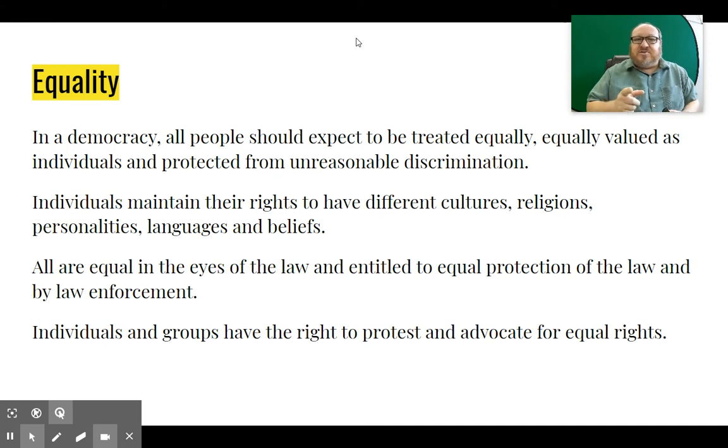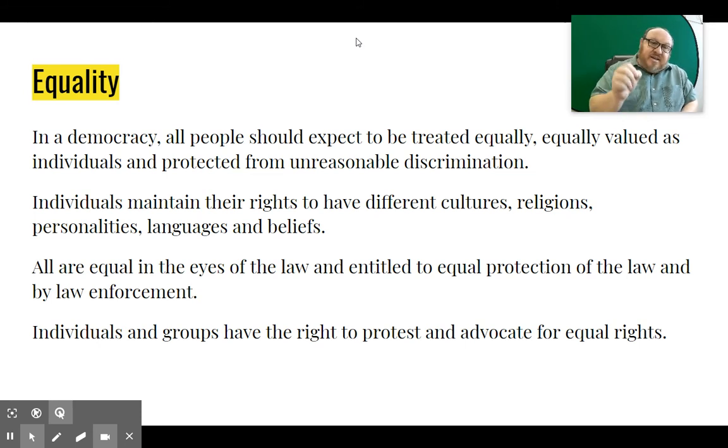Okay? And we're also talking about being equal in the eyes of the law. Okay? So if you break a law, you have to face the consequences of breaking that law. No matter who you are, what your position is, what your color, your gender, or anything else is, equal protection of the law and equal protection by law enforcement are part of a democracy.